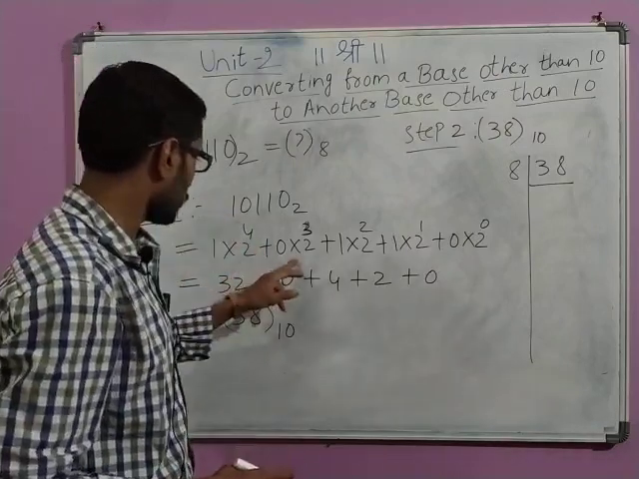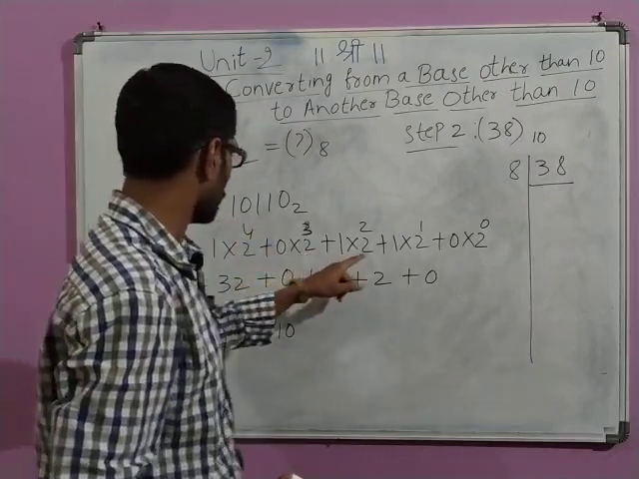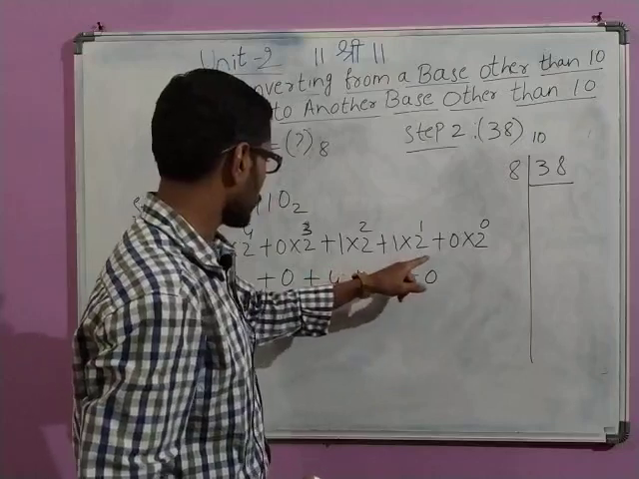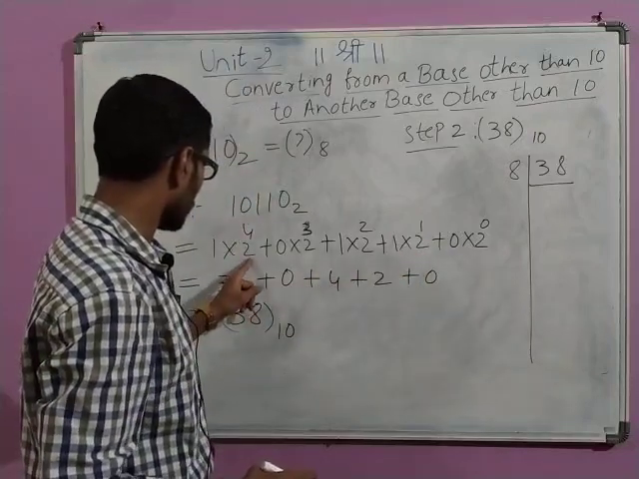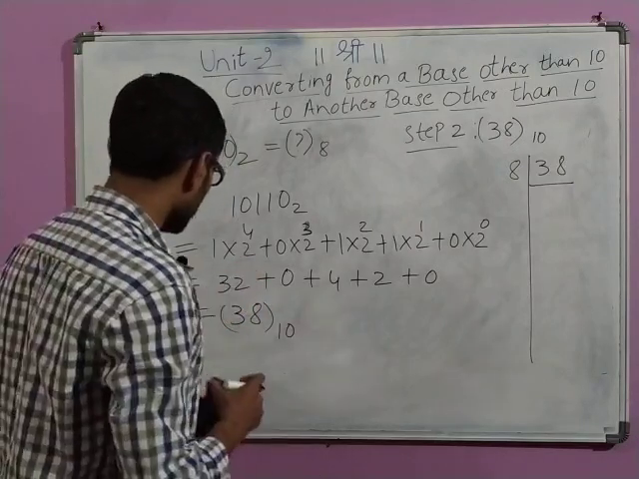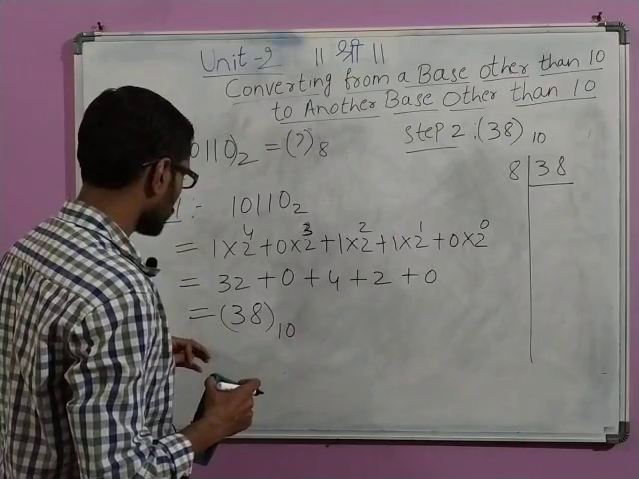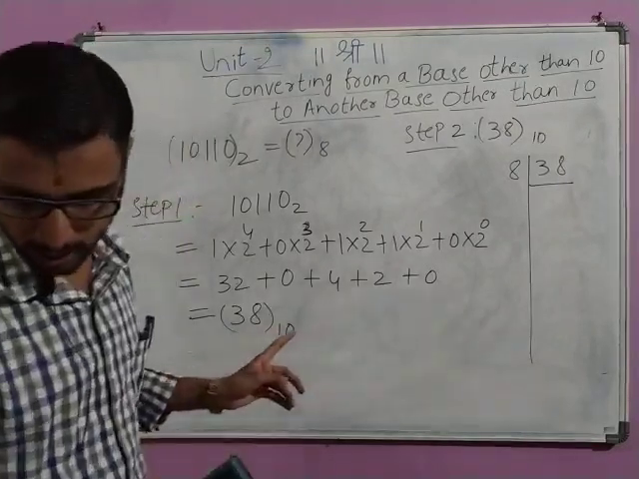So I'm just cross verifying the answer. 2 raised to 3, 2 raised to 2 is 4, 2 raised to 1 is 2, 2 ones are 2, so this is 0, correct. 32, no, sorry, here I made a mistake, I guess.